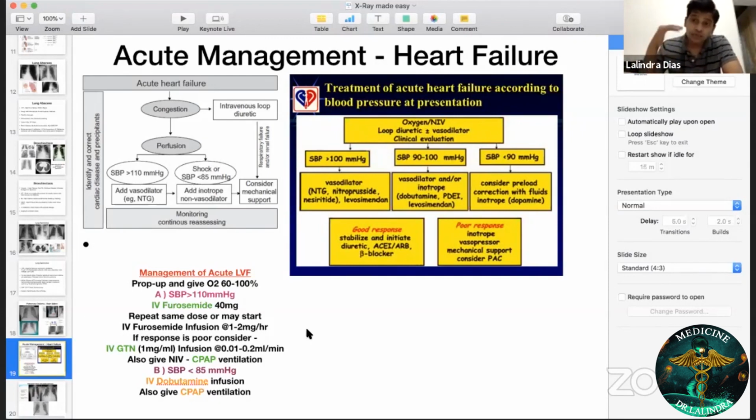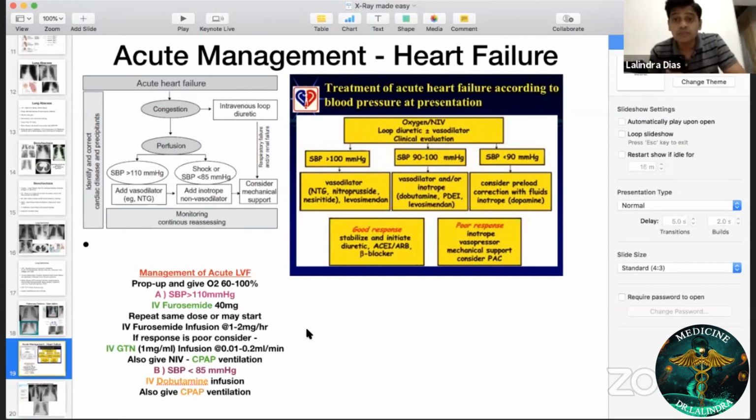If the patient's systolic blood pressure is very high, like maybe 170, 180, then instead of IV furosemide, you can start on IV GTN, that is IV nitrate infusion. So what did I say? If your blood pressure is above 110 and you have got acute heart failure, you can treat that patient with IV furosemide. If your blood pressure is very high, then not only do you treat the heart failure, you also have to control the blood pressure. So giving IV furosemide itself is not enough. Therefore, you control the blood pressure plus reduce the heart failure. For that, you have to give IV nitrate.